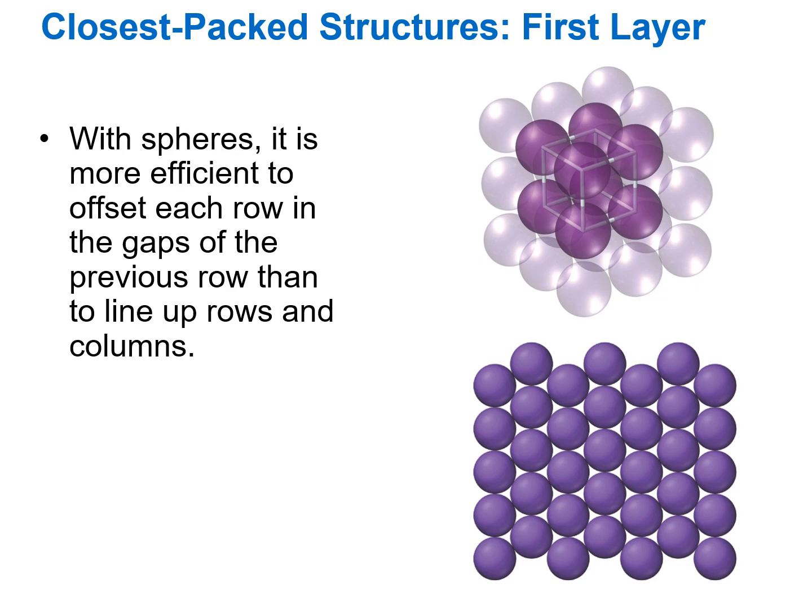So when it comes to packing spheres, it's more efficient to offset each row in the gaps of the previous row than it is to line up the rows in distinct columns. So what you see here on the slide is that this one is sitting in the gap that was created by these two.